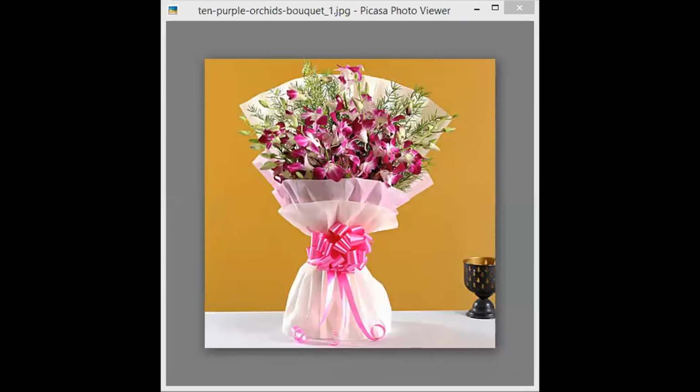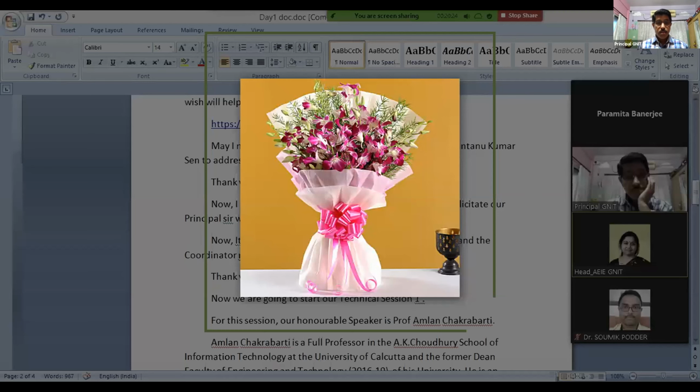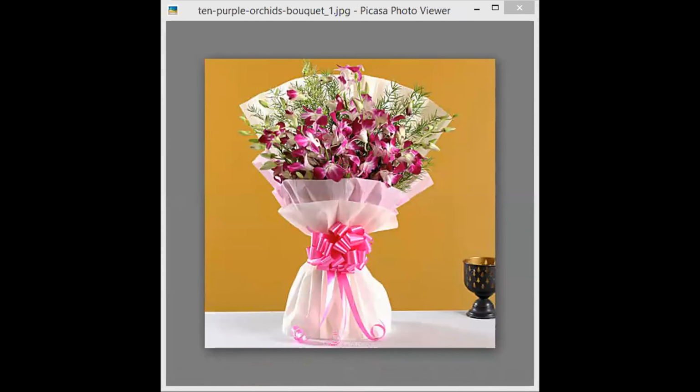Thank you, sir. Now, I'm requesting our head of the department, Mrs. Bapita Roy, to felicitate our principal, sir, with a virtual flower bouquet. Ma'am, please give me one minute to share my screen. Okay, Paramita. Sir, thank you. This is from our department. Thank you, sir, for the nice bouquet and for your inspiration. Without your inspiration, it could not happen. Thank you very much.